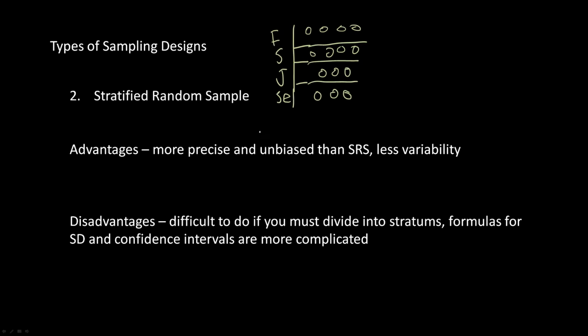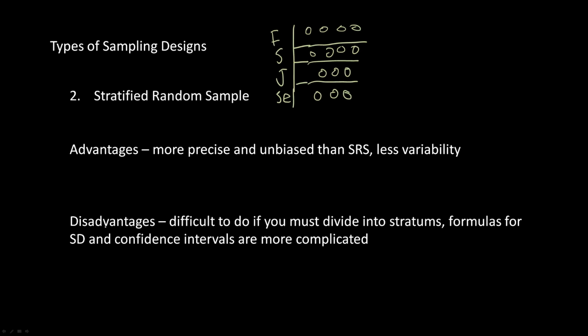One of the advantages of the stratified random sample is that it's more precise and unbiased than the simple random sample. Obviously, if you split up all of the population into different groups and you random sample from each group, it means that each group has representation, which means that it's more precise and there's less variability.